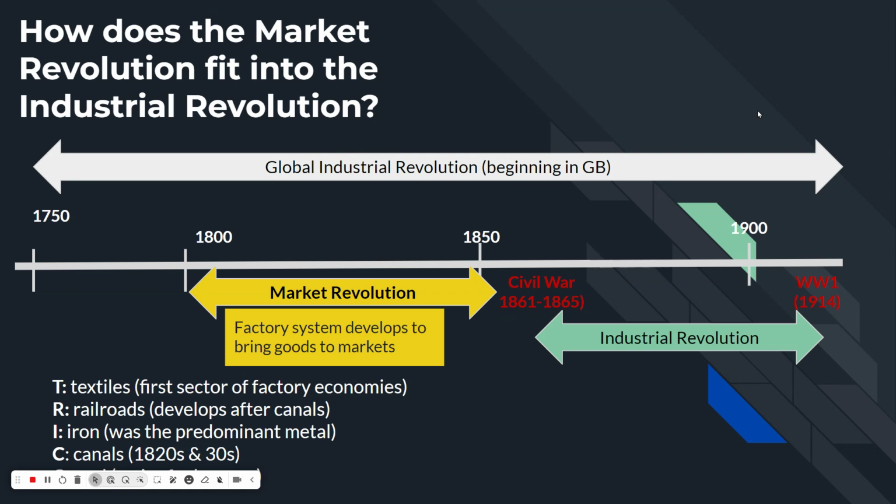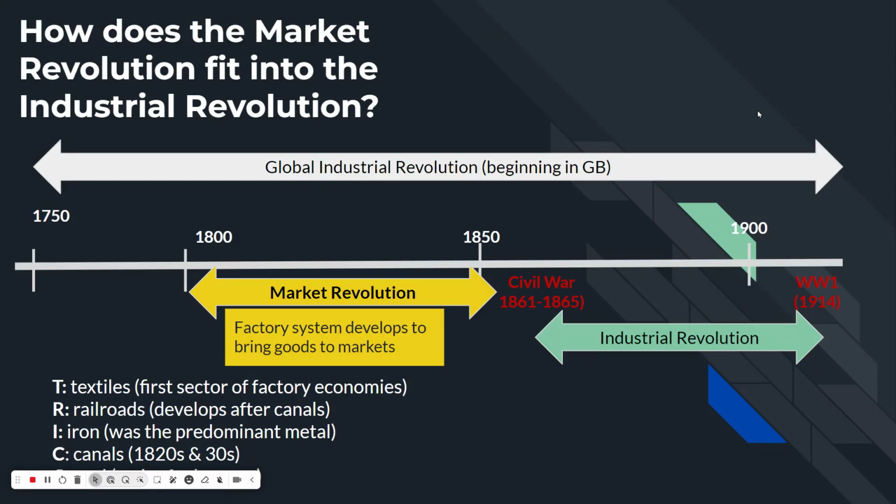Well, I have another acronym for you, and that's TRIC, like trick or treat. The market revolution is when the factory systems develop to bring goods to markets in a more rapid manner. So we see innovations in transportation. So what does TRIC stand for? TRIC stands for textiles. Textiles was the first sector of factory-based economies. That's where we see the first mass production of cloth, particularly cotton cloth.